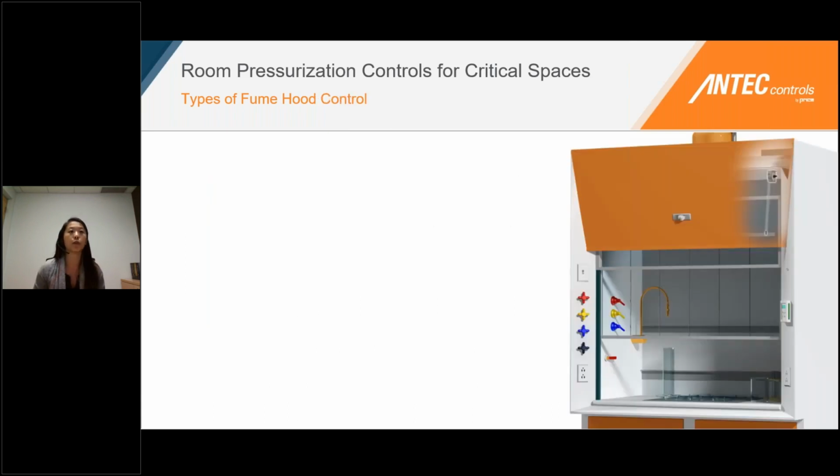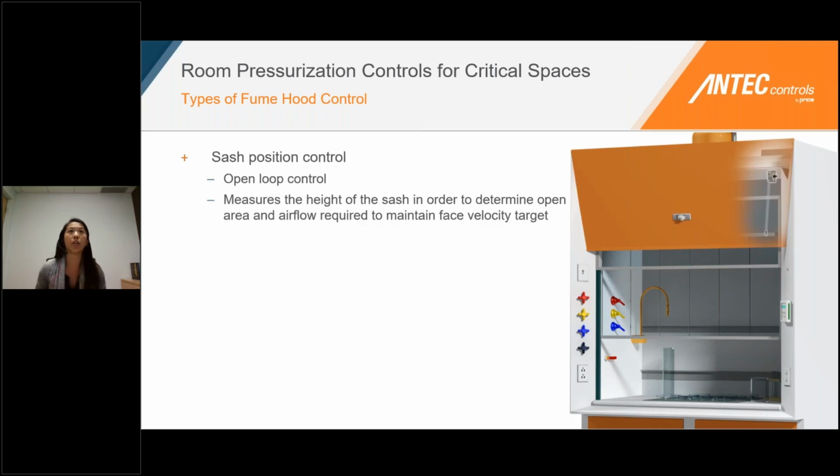So when we talk about fume hood control, there are three main types of fume hood control. The first one is sash position control. The second one is sidewall sensing control, and then the last one is hybrid, which is just a combination of the two. So starting off first with sash position control, this is going to be our open loop option.